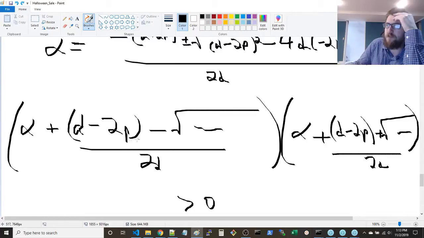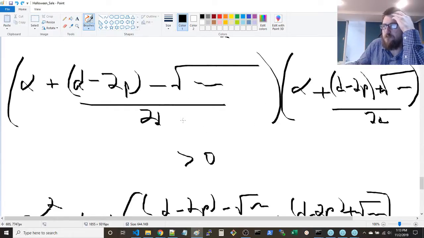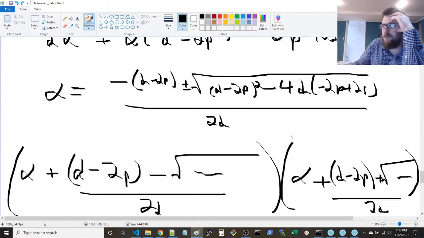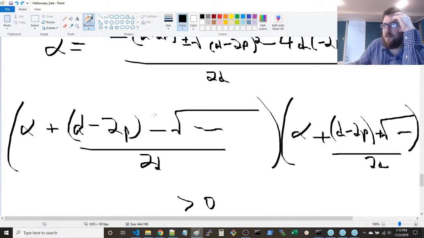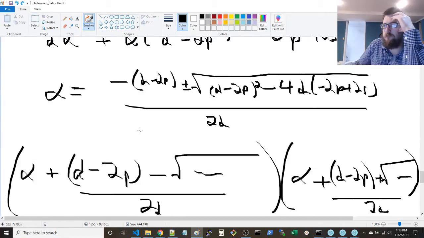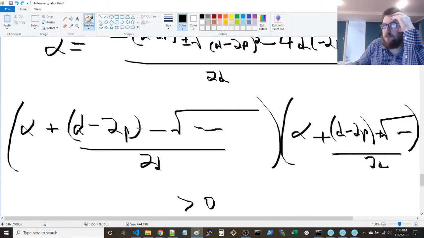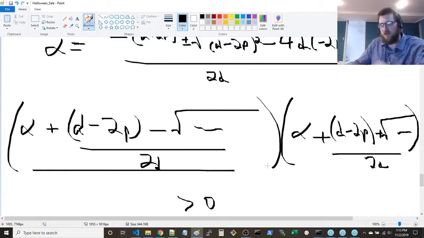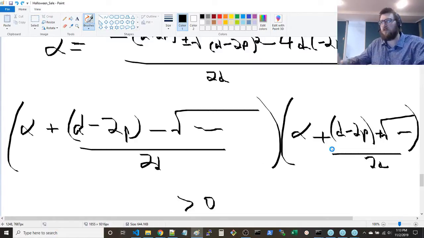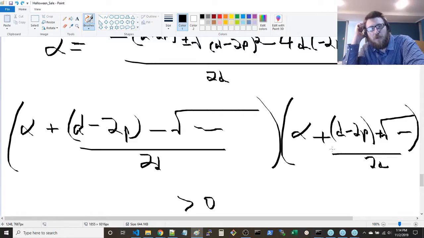But yeah, so you end up with these two different expressions for alpha, and you want to say this times this is greater than 0, which is basically both of these have to be positive. Alpha has to be positive in both cases. Both of these need to be greater than 0. Now, how can we check these two expressions, in order for this to be greater than 0? Either they're both negative or both positive.